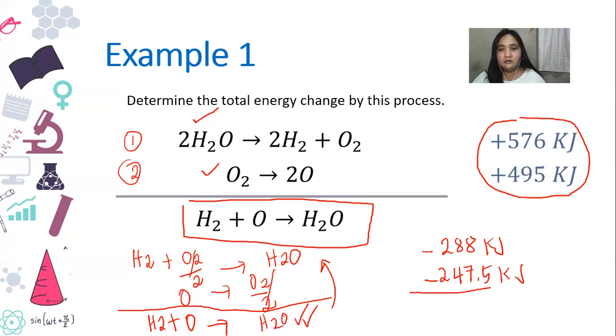And what happens? All you have to do is add them, because that's really Hess as well. Just a summation of the heat involved in the reaction. So 288 plus 247.5. So we're getting 535, but that's also a negative 0.5 kJ. So if you want your final answer, that is your final answer.